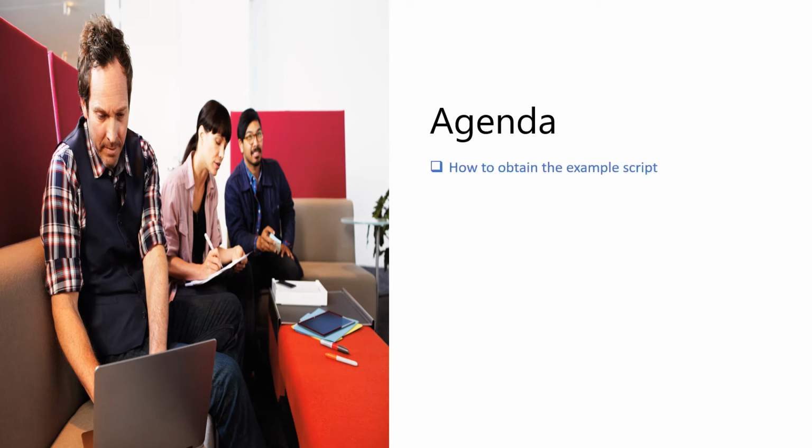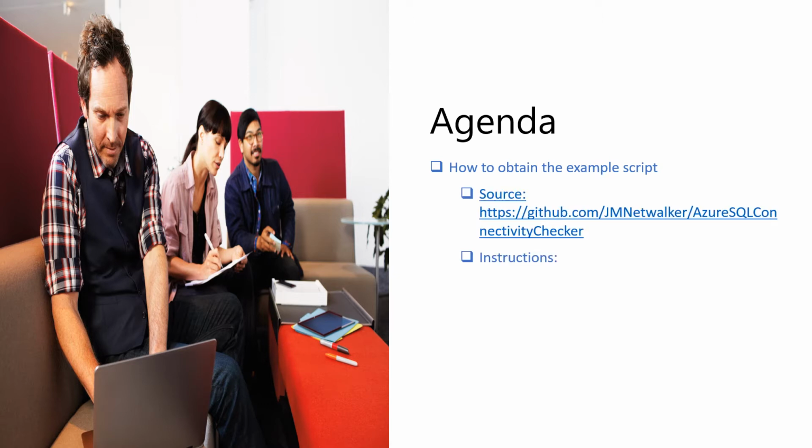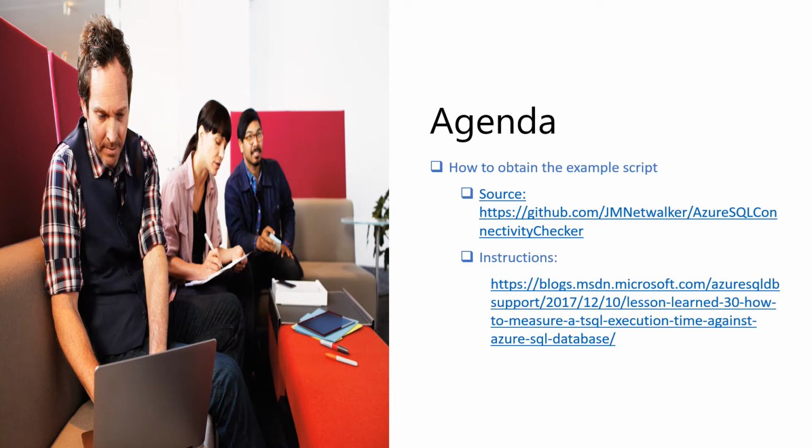The agenda contains three points. One of them is how to obtain the example script. This is the source of this PowerShell script. Another one is our blog, where you have an explanation about how to use it. Following, we are going to talk about how to configure the parameters of this PowerShell script. And finally, we are going to cover how to run the script.